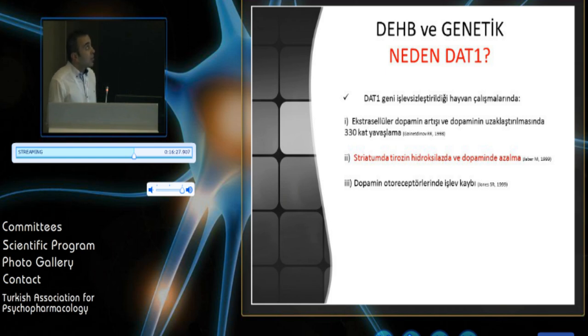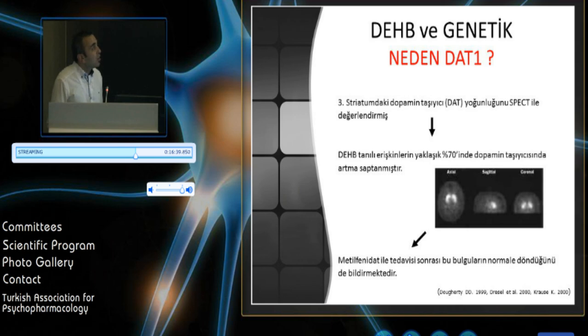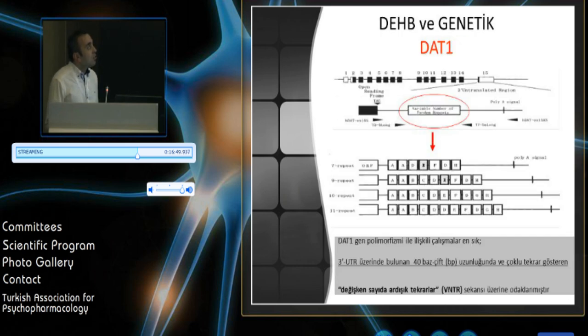In animal studies where the DAT1 gene is non-functionalized, there is a decrease in dopamine in immunohistochemical staining. You see the tyrosine hydroxylase, which is reduced in number. Another study carried out on adults showed that dopamine transfer and the regression after methylphenidate is increased in the numbers on DAT1.